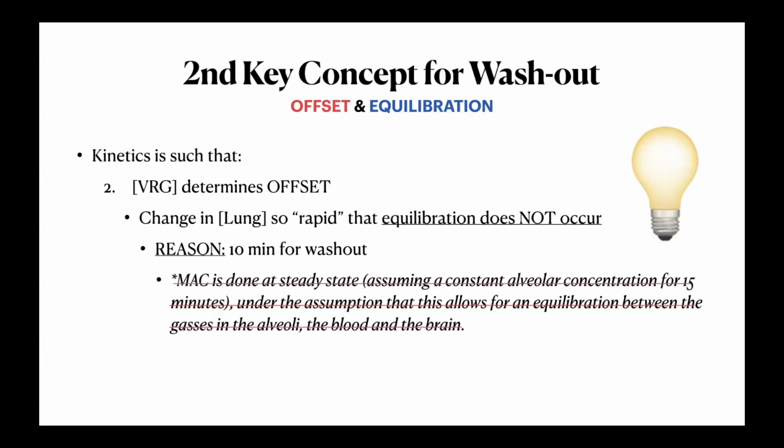And if anyone was to argue that point, go back to your definition of what MAC is. MAC is measured at steady state, assuming a constant alveolar concentration for 15 minutes, under the assumption that this allows for an equilibration between the gases in the alveoli, the blood, and the brain. And we know that in washout, there is no equilibration because it's rapidly changing. So equilibration has yet to occur between the alveoli, blood, and brain.